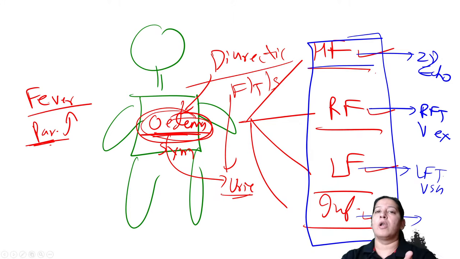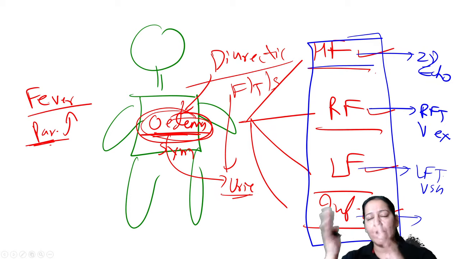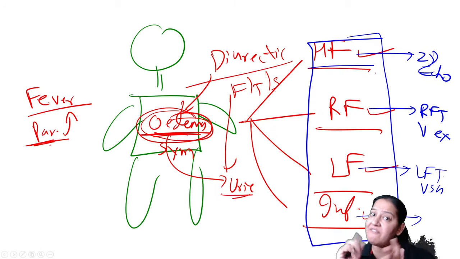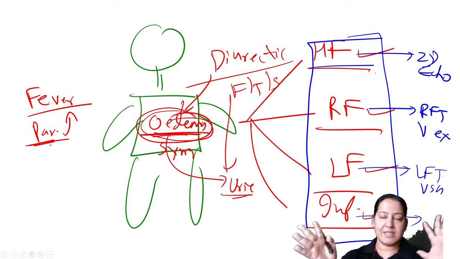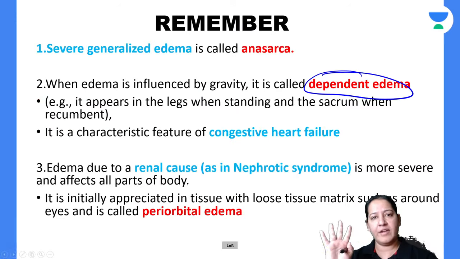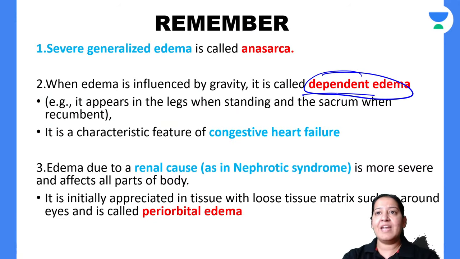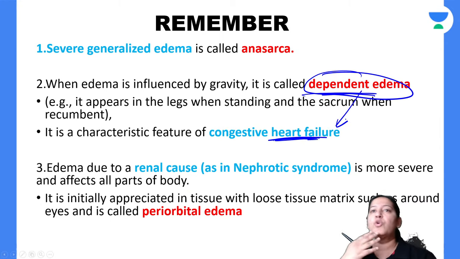Now you cannot write all based on the basic complaints, the clues the patient is giving. You have to write the relevant investigation and find out what is the cause of the edema and treat accordingly. Have you got it? The complete story. So dependent edema always points towards the cardiac. It is not 100%, but most commonly it is due to heart failure.